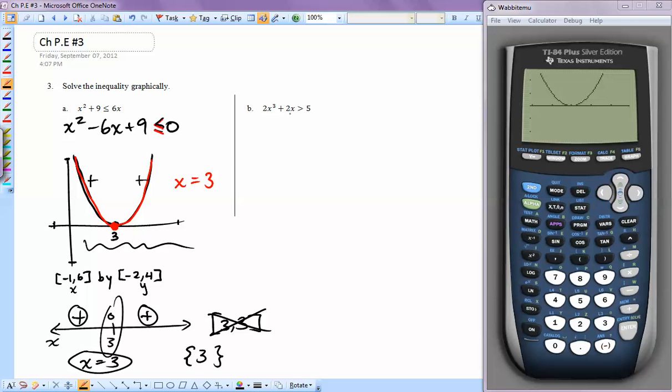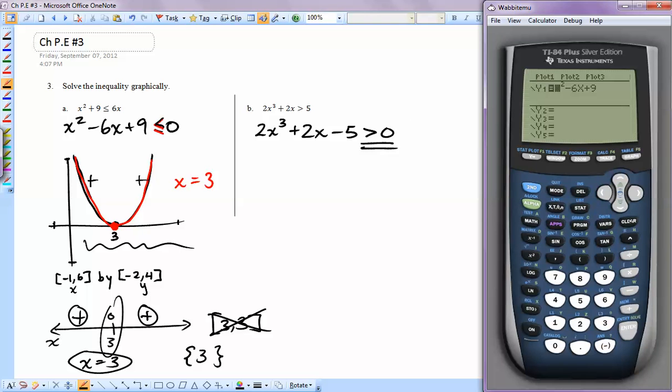For the second one, we've got 2x cubed plus 2x is greater than 5. Again, I prefer to get everything on one side. Now I'm looking for when this thing on the left, 2x cubed plus 2x minus 5, is positive. Okay, so let's go back to y equals. I'm going to clear that out. 2x to the third plus 2x. Oh, gotta be careful.